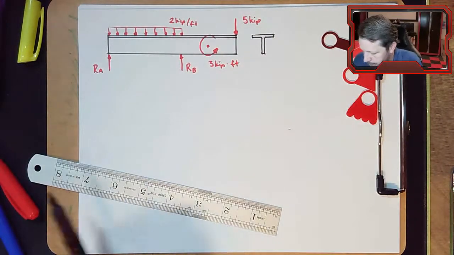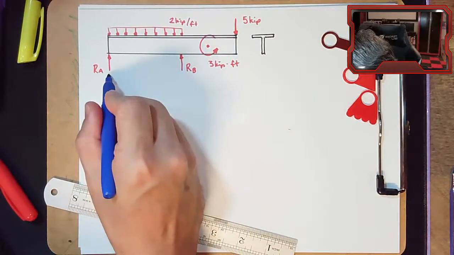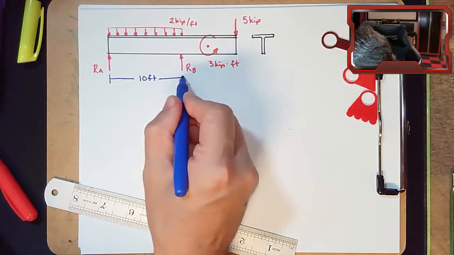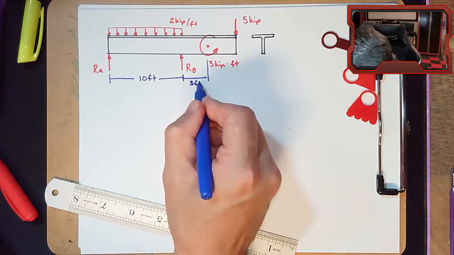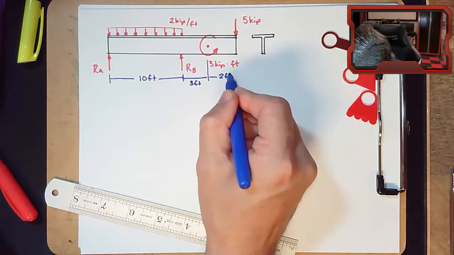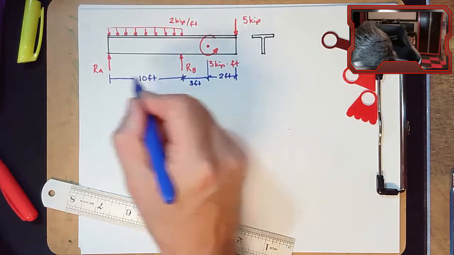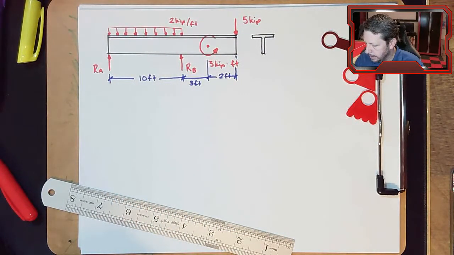All right, let's put some dimensions. Let's say 10 feet, 3 feet. Well, did that one different, didn't I? 2 feet. So 15 foot total length for our beam. And I think that's all we need. So this would be what we're given.